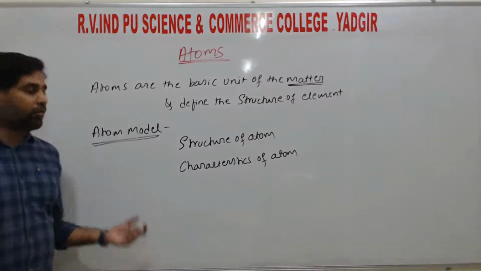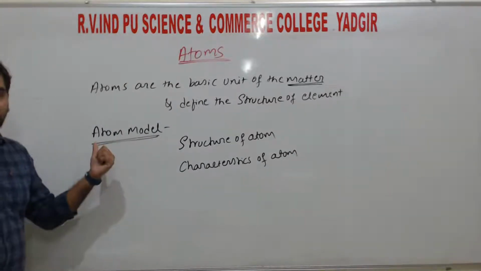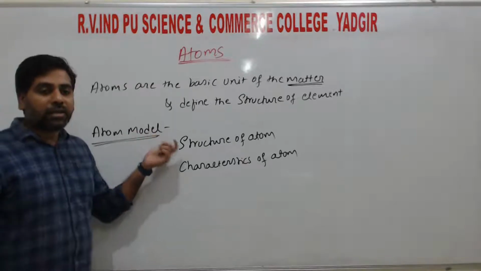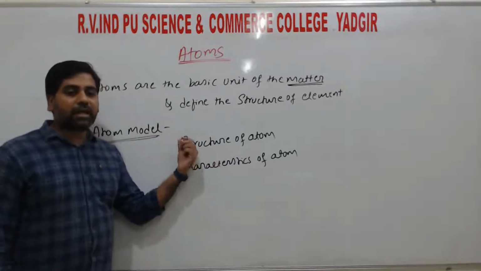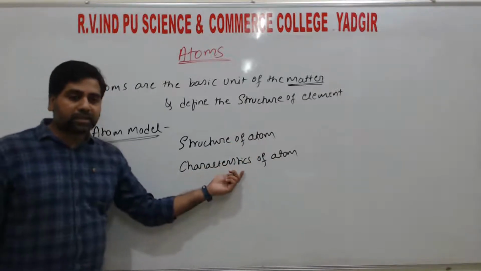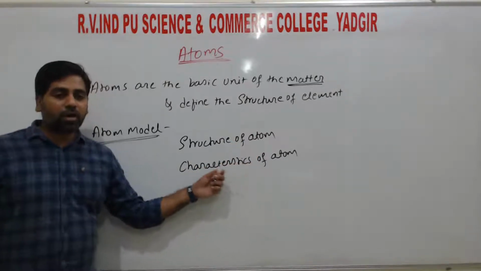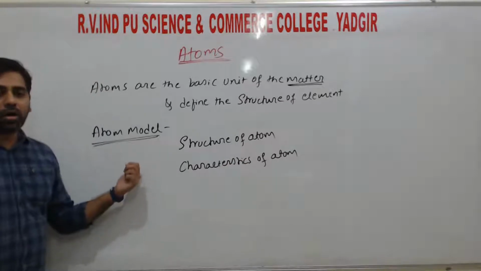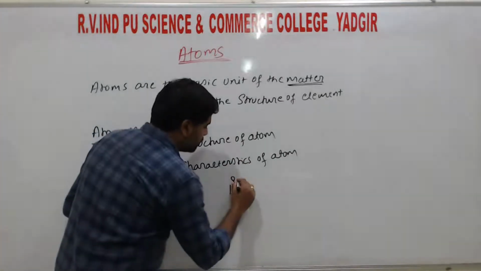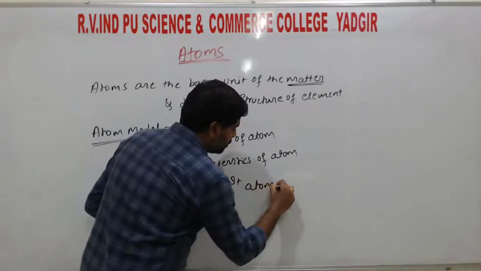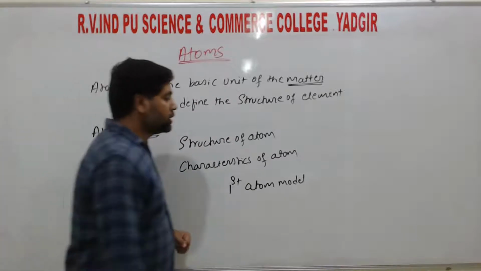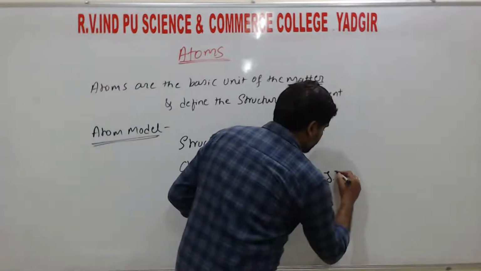Right? So that model we call an atom model. An atom model is any model which can explain the structure of the atom and also the characteristics of the atom. Then that model we call an atom model. So the first atom model was proposed by J.J. Thompson.